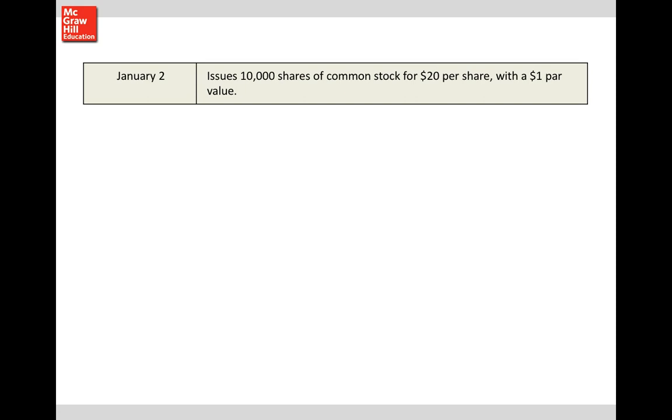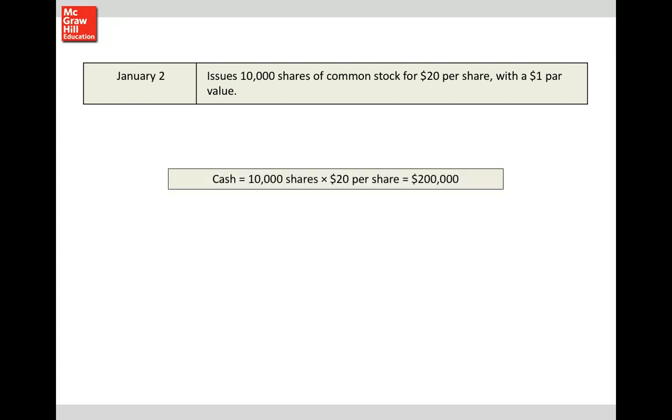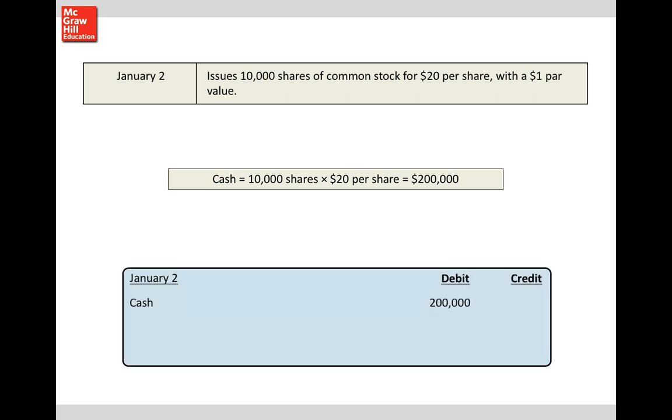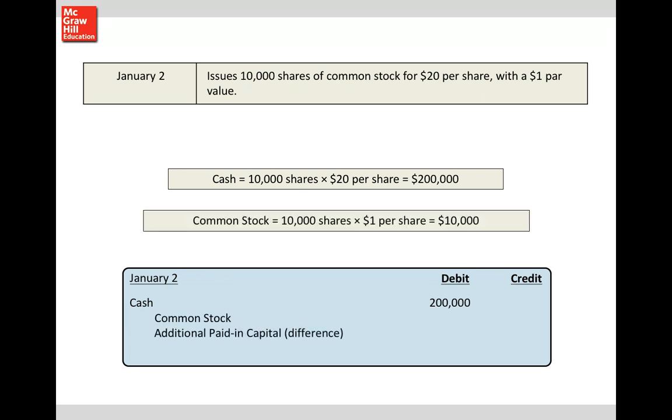So first up, on January 2nd, they issue 10,000 shares of common stock for $20 per share with a $1 par value. So the cash is going to be the 10,000 shares at $20 per share, or $200,000. The common stock will be the 10,000 shares at $1 per share, or $10,000.